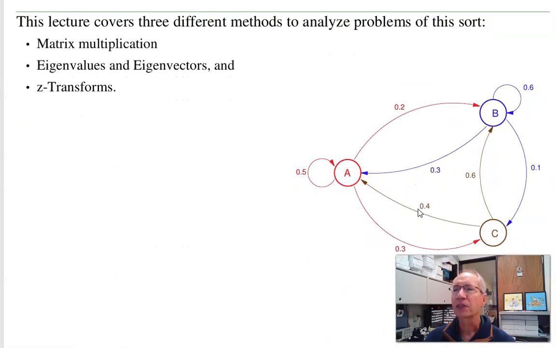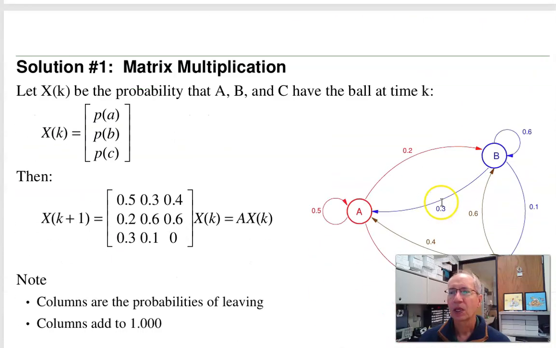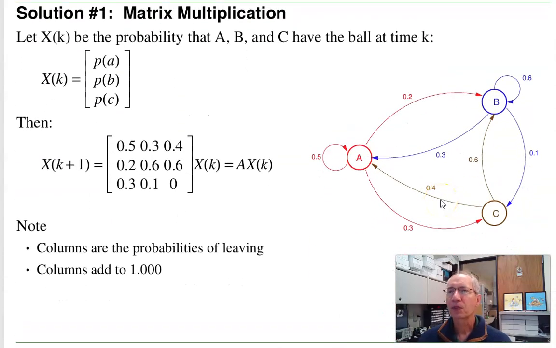So this lecture will cover ways to analyze a Markov chain using 3 different approaches. One is using matrix multiply. A second approach is using eigenvalues and eigenvectors. And the third approach is using z-transforms. So let's start with the first approach.